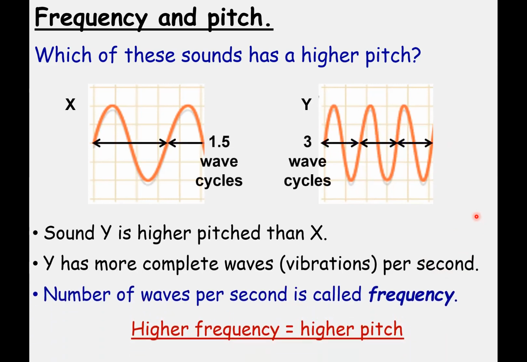So the number of waves per second is called the frequency, and you can remember this by saying higher frequency equals higher pitch. So as you can see in diagram X, there's only 1.5 wave cycles. In diagram Y, there are 3 complete wave cycles, which creates a higher pitch. Both waves have the same volume as their amplitudes are the same. So the distance between the line of zero and the peak in both diagrams is the same. So the pitch is different, but the volume is the same.